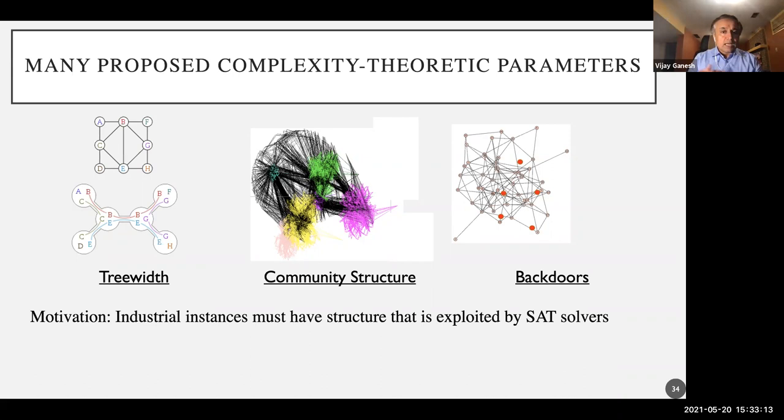On the other hand, empiricists have proposed structures like community structure, for example, meaning that you take the graph of a formula and you cluster the parts of the formula in a way that there are more edges inside each cluster and fewer edges going to the rest of the formula. And they've shown that indeed community structure of a formula correlates well with solver runtime. But the trouble with community structure is that it's not amenable to theoretical analysis, at least not easily.